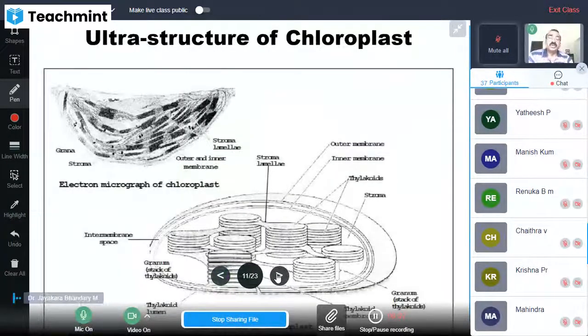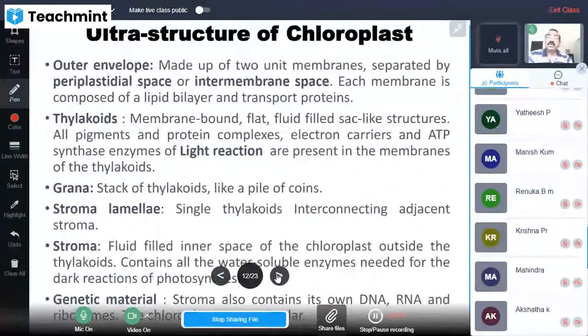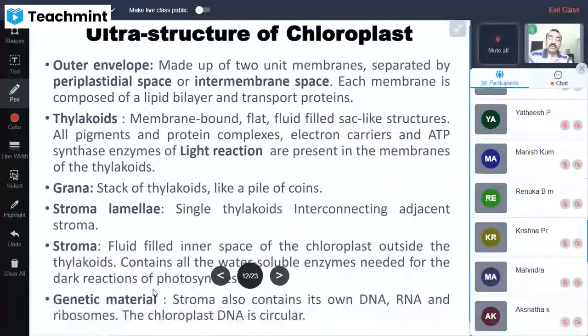Now this is the ultrastructure as we have discussed already. So I repeat the structure: outer envelope made up of two membranes, thylakoids, grana, stroma lamellae, stroma, and very importantly, chloroplast is an autonomous organelle, not completely autonomous, semi-autonomous, because it has got its own DNA, genetic material, so it can form some of its proteins without depending on the nuclear DNA. Therefore, it is called semi-autonomous or partially independent.